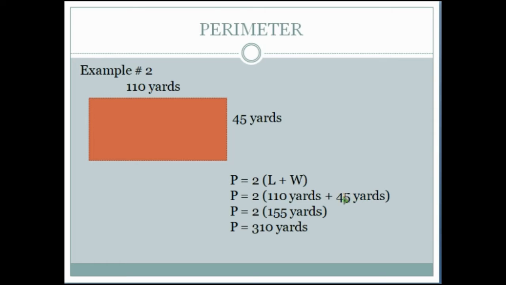So, 110 plus 45 is 155. Then, multiply it by 2. So, 155 multiplied by 2 is 310. Then, the unit you're going to use is still yards. You don't have to change it. Yards pa rin. So, the perimeter of this rectangle is 310 yards.